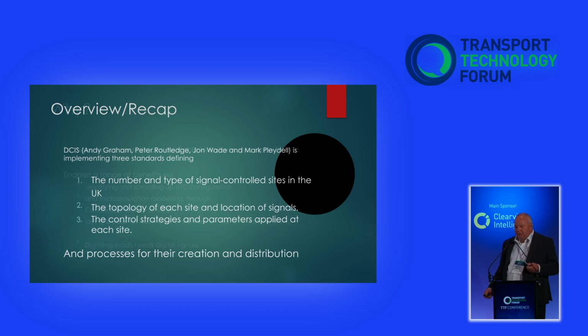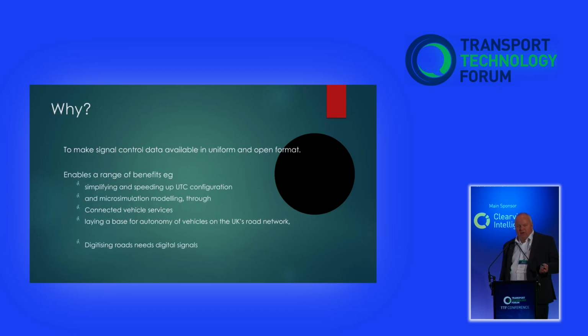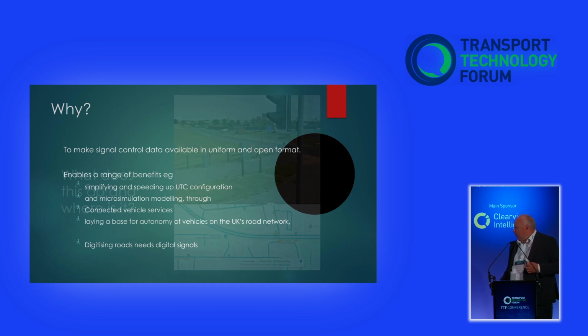Why are we doing this? Firstly, it's because the future can't rely, as with DTRO, on cabinets full of paper, signal controller documents stuck inside a roadside cabinet. We've got to make it uniform and open. We have to enable a range of benefits: setting up traffic signals more easily, modeling them through networks more easily, connected vehicle services, my passion, and in the future, autonomy. We can't rely on second guessing what a set of traffic signals is doing as you're driving up to one. So digital roads need digital signals. That's what we've been on.